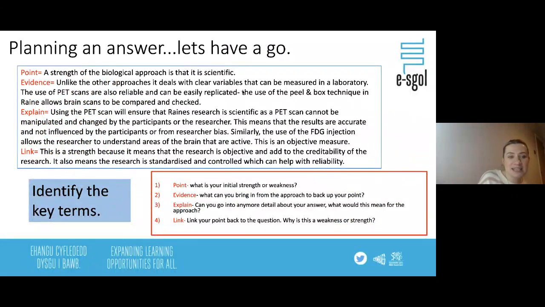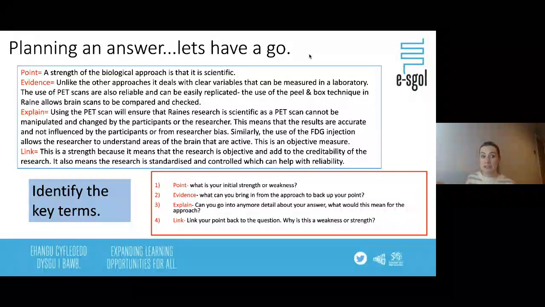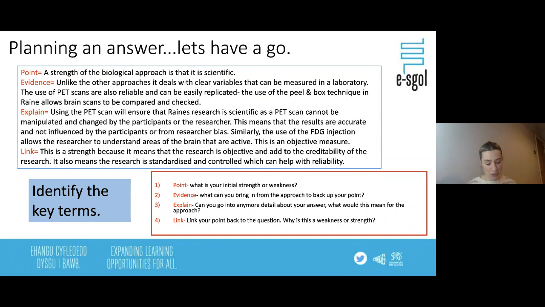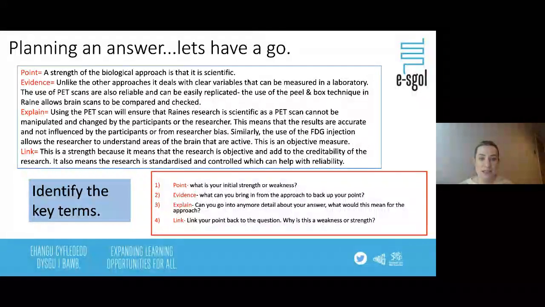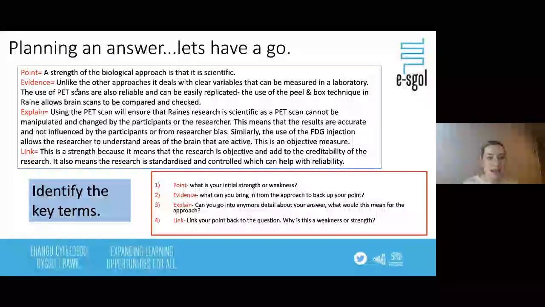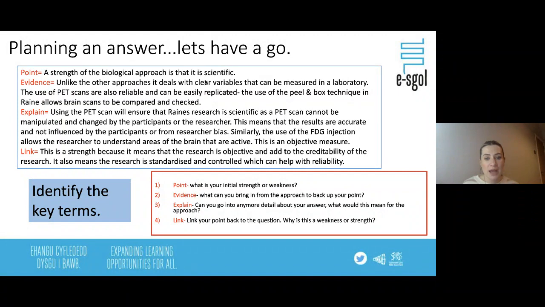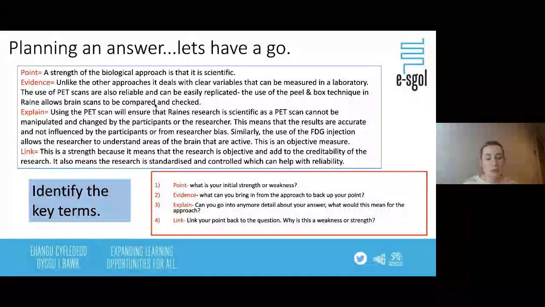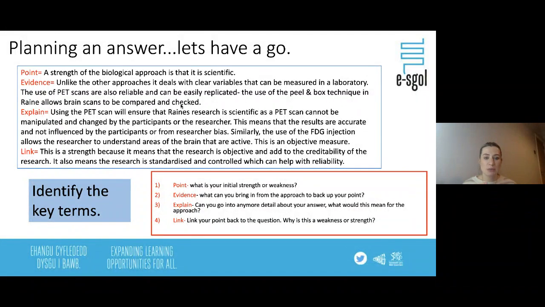Okay, so here we go. This is an example of a question that I went through in the original video that I did on evaluations, but I will go through it briefly again here. We said that it's scientific, and if we identify the key terms, we've got scientific there. Unlike the other approaches, it deals with clear variables. That's our second one, measured in a lab. Okay, another key word. PET scans are reliable and easily replicated. Use of the PET scan technique allows brain scans to be compared and checked. Lots and lots of key terminology there, lots of detail about why it's scientific.